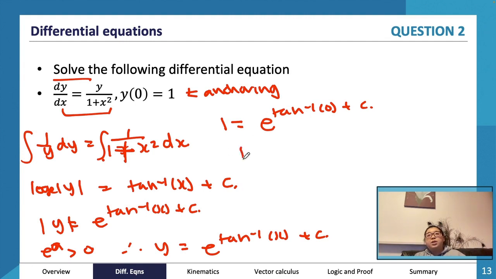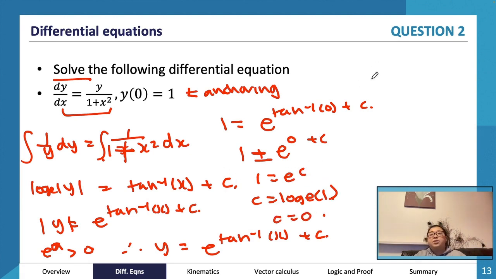So essentially we'll just have 1 equals e to the power of 0 plus c. So 1 will equal e to the power of c, and c will therefore equal log e of 1. Or alternatively, you can say what power would e need to be raised to reach 1, and we can conclude that c actually equals 0 here. So therefore, in terms of the actual equation, it would simply be y equals e to the power of tan inverse x.